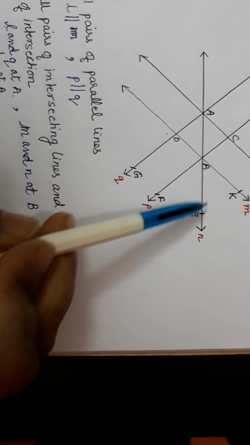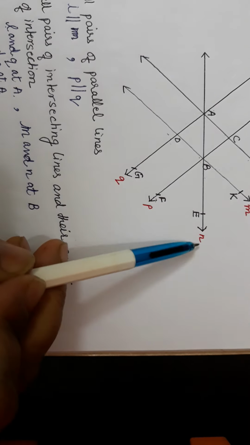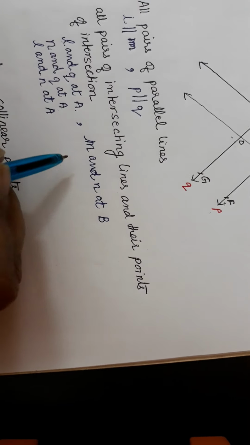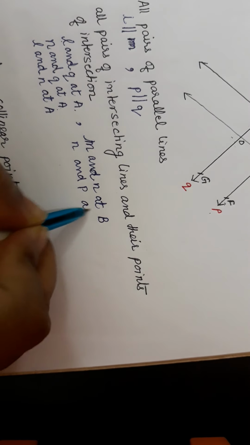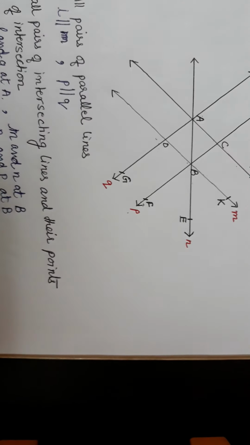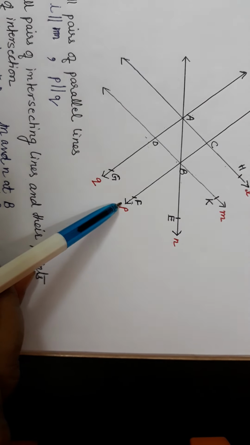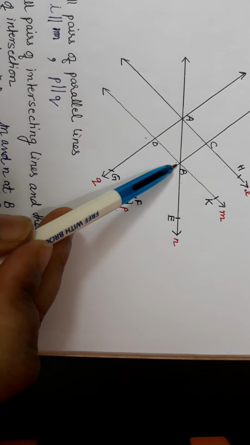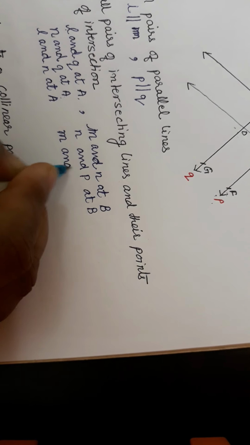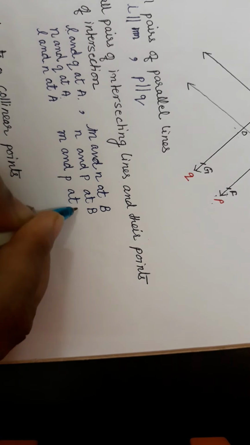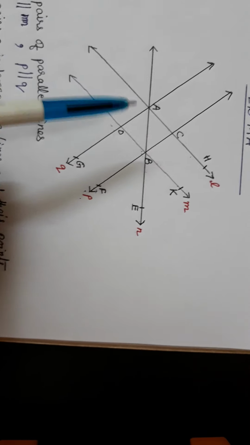Now we take these two lines. These two lines are also intersecting at point B. So line N and P at B. Now we see again this line M and line P. These are also intersecting at point B. So here I write line M and line P at B. Okay. Now we are done with points A and B.